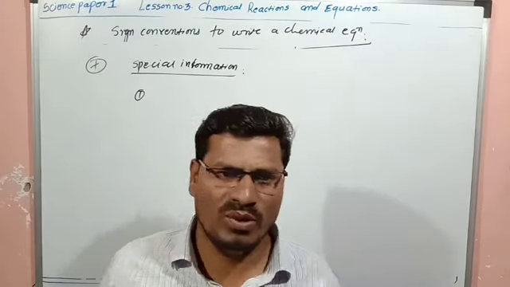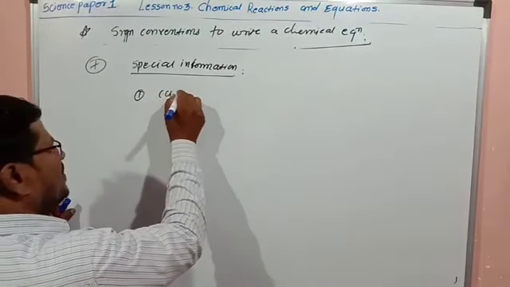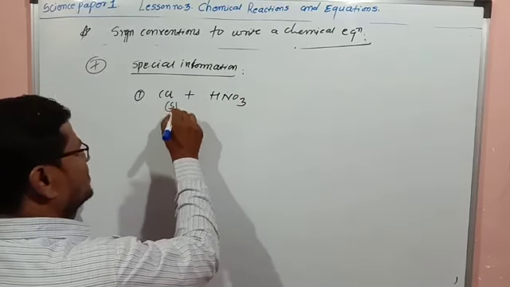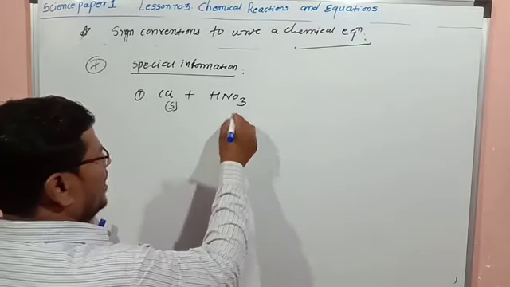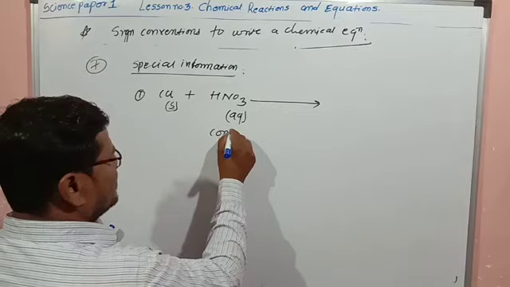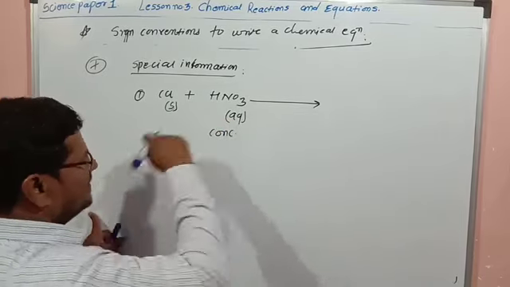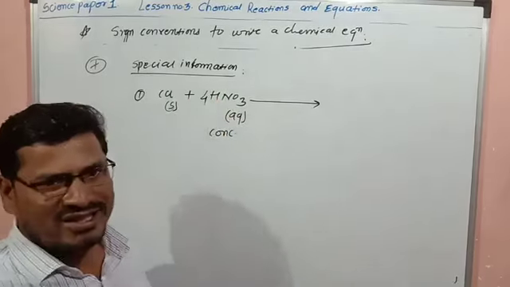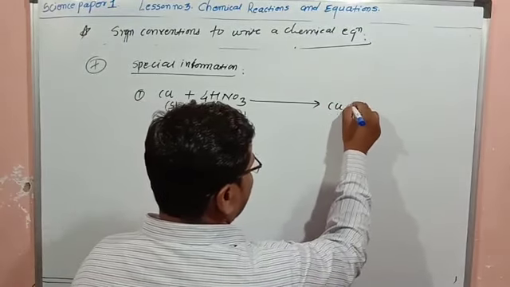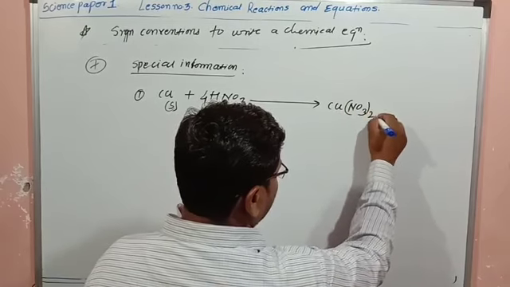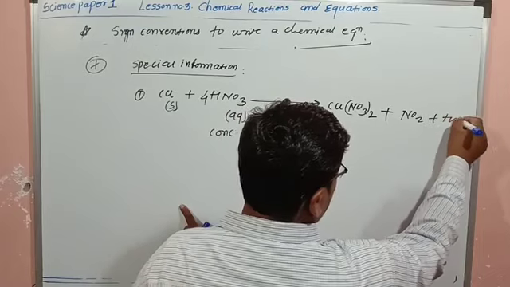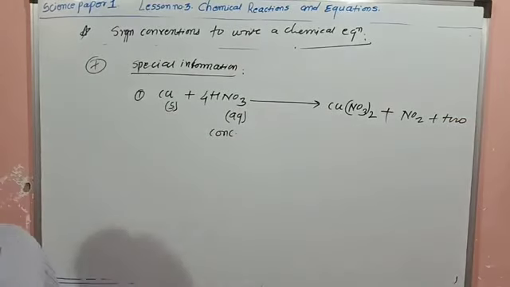Suppose you take the reaction between copper plus HNO3. Copper is in solid state and HNO3 is aqueous. If you take concentrated nitric acid, then you have to take 4 HNO3. After this, what are the products? It will form Cu(NO3)2 plus NO2 plus H2O.